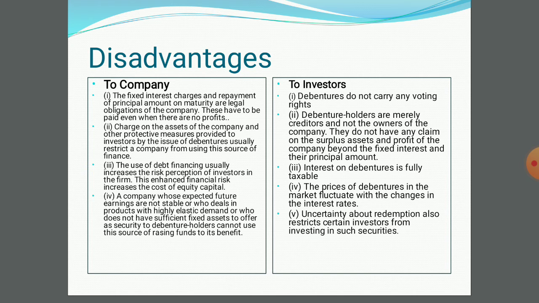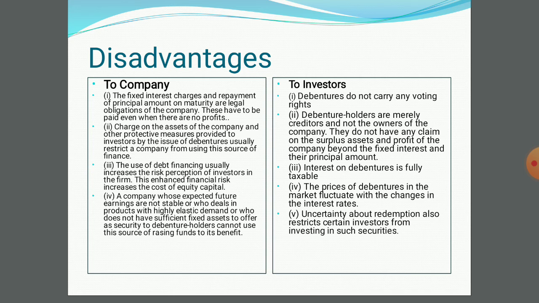The prices of debentures in the market fluctuate with changes in interest rate. That means the prices of debentures are not constant; depending upon the market fluctuation, whether the market conditions are good or bad, there would be fluctuation in the prices of debentures. That means the prices are going to either rise or fall depending upon the market conditions. So there is no stability for the prices of debentures.